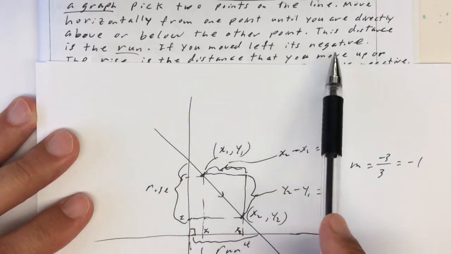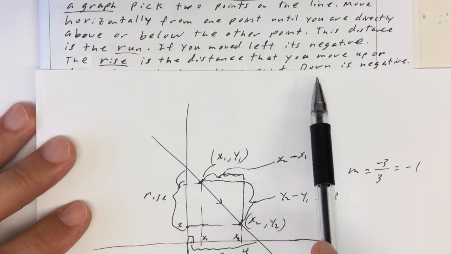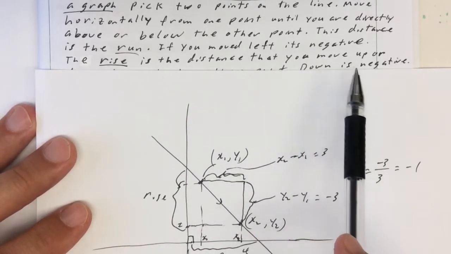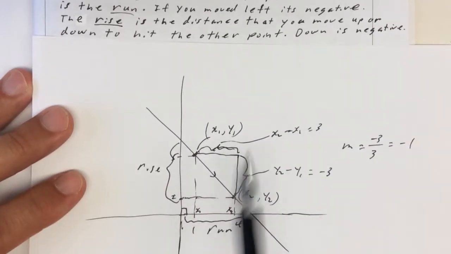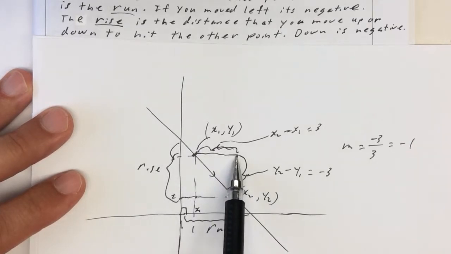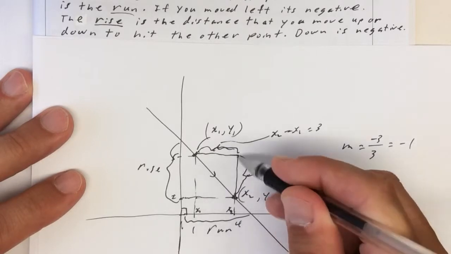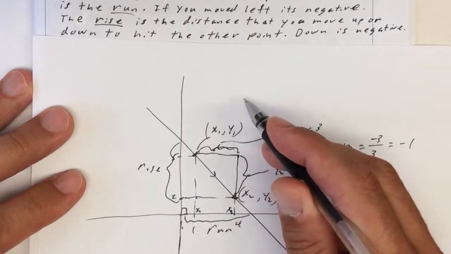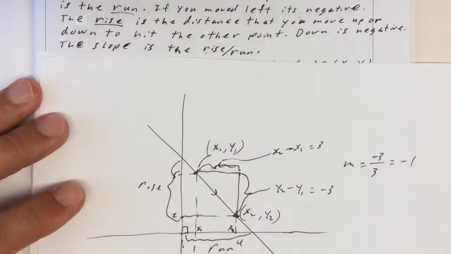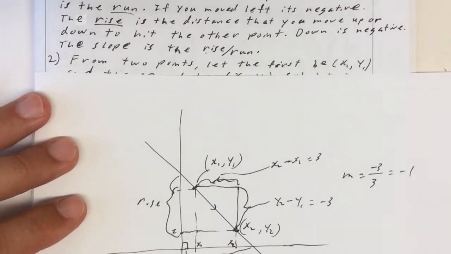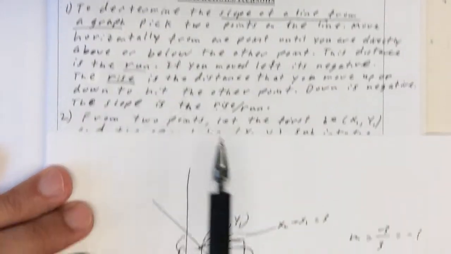If you moved left, it's negative. If you moved right, it would be positive. The rise is the distance that you move up or down to hit the other point. Down is negative. So we went from here to here, that's the run. The rise is how far you go down till you hit that other point, so it's going to be negative. If the line went that way, it would go up, it would be positive. The slope is then the rise divided by the run. So that's basically how you find it from a graph.